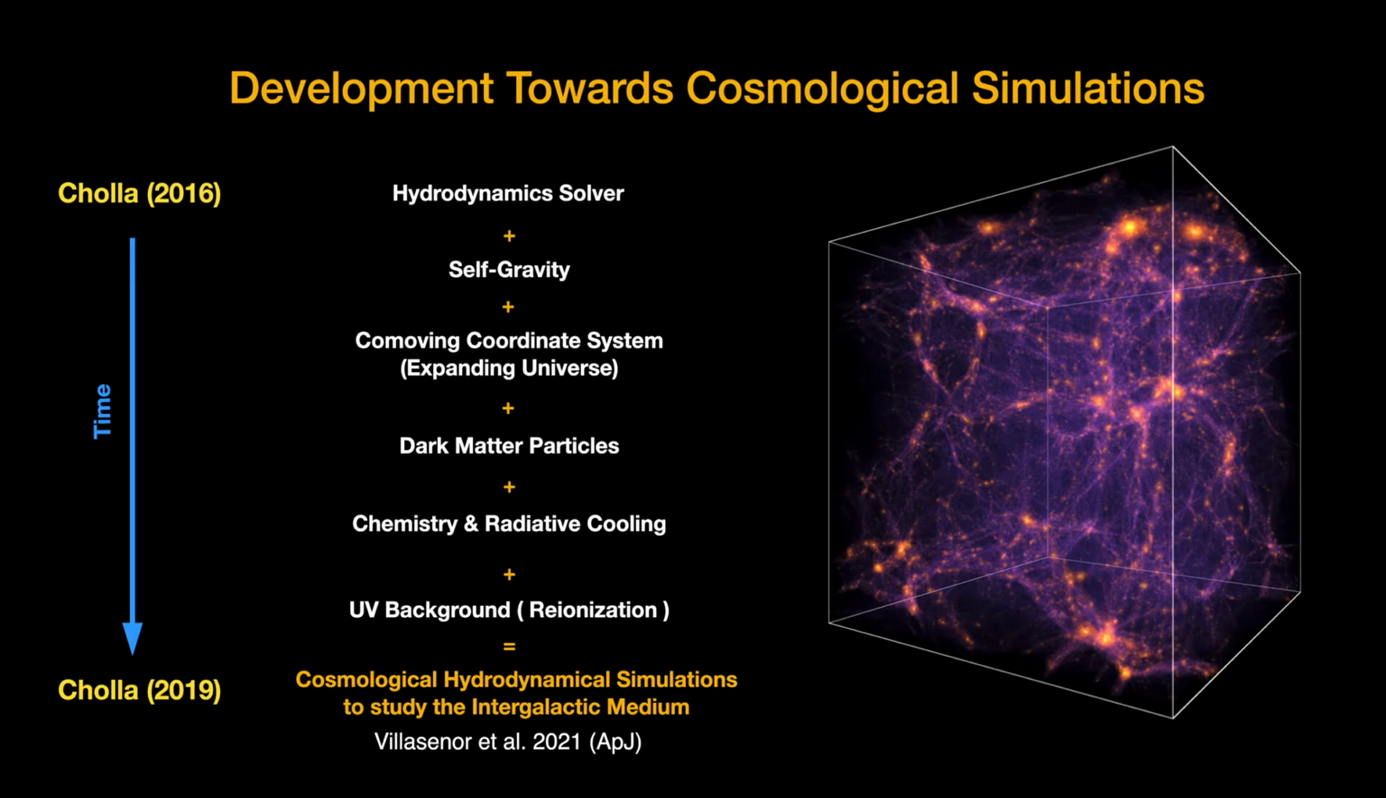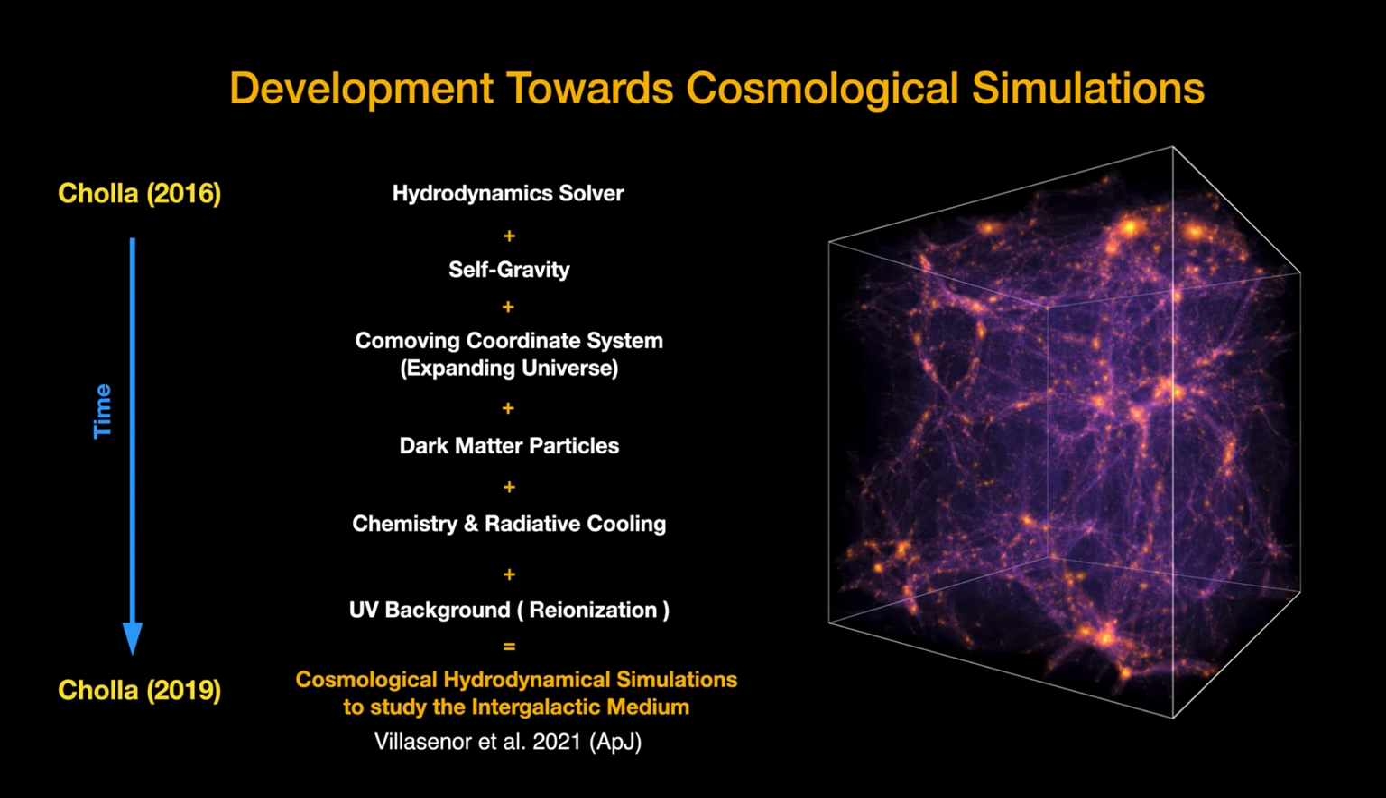Here I show a timeline starting in 2016 when Cholla originally was just the hydro solver. First, I added a Poisson solver for self-gravity. Then I added a comoving coordinate system for the expansion of the universe. Then I implemented an N-body integrator for the dark matter particles. Also, I coupled Grackle into Cholla to do primordial chemistry and radiative cooling. And finally, I provided photoheating and photoionization rates to account for hydrogen and helium reionization.